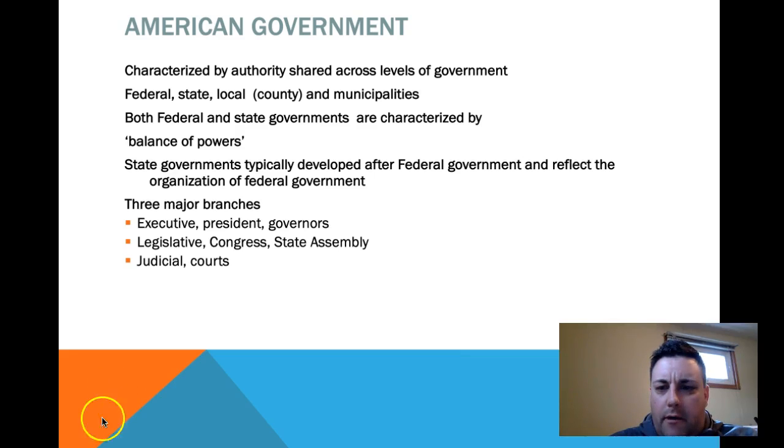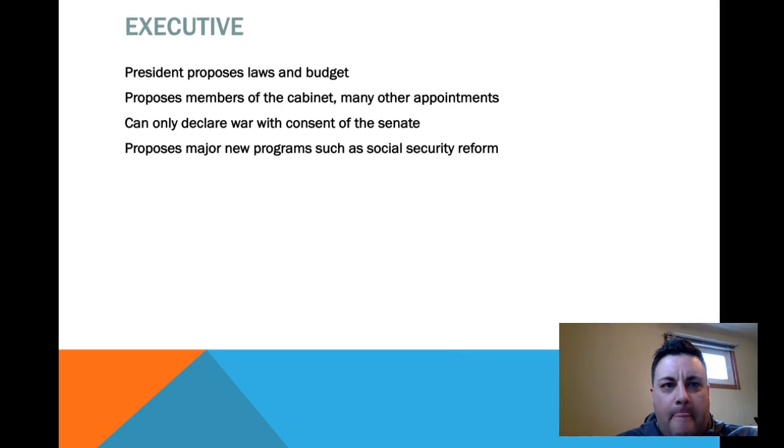So let's talk about the three branches of government real quick. The executive branch, obviously headed by the president. There's an advisory body to the president, and that's known as the cabinet. The president can appoint members of the cabinet. The president is also responsible for appointing members to the judiciary branch, which are then confirmed by members of the legislative branch. The executive is able to declare war, but is supposed to get consent from the Senate.